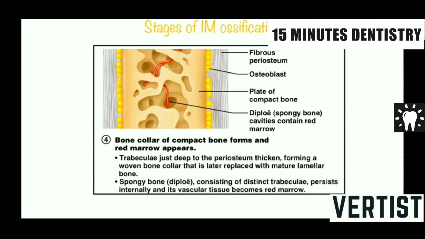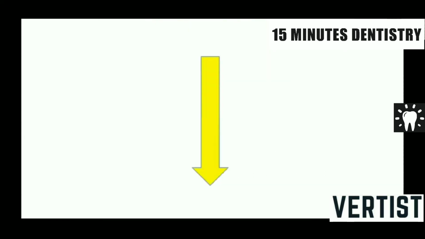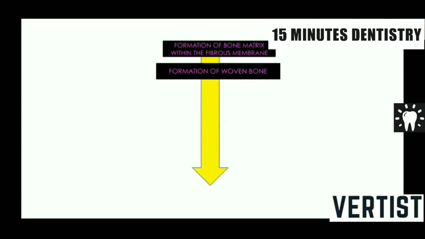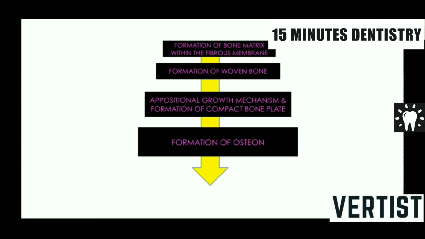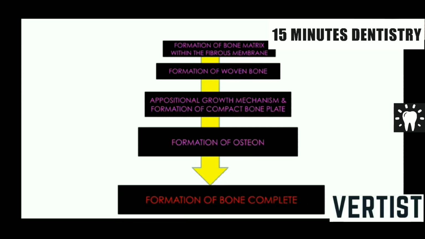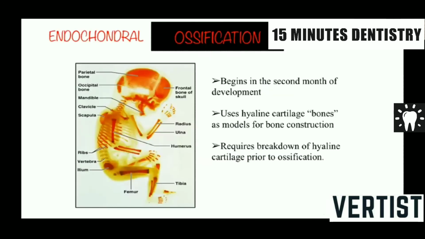So you have the spongy bone consisting of distinct trabeculae and the vascular tissue, which is basically the red bone marrow. If you see, there is formation of bone matrix within the fibrous membrane, there is formation of woven bone first, then an appositional growth mechanism, formation of the compact bone plate, formation of the osteon, and then the bone is completely formed.